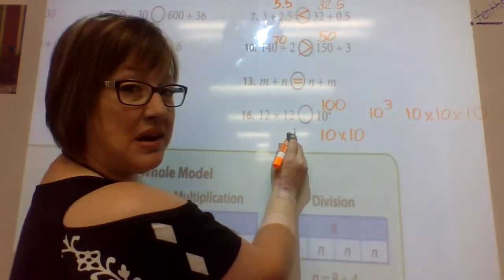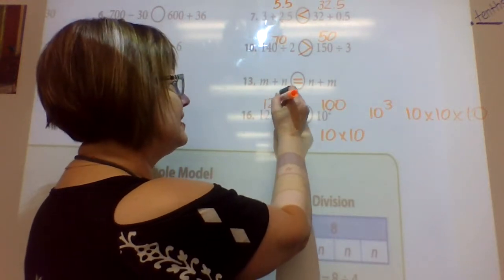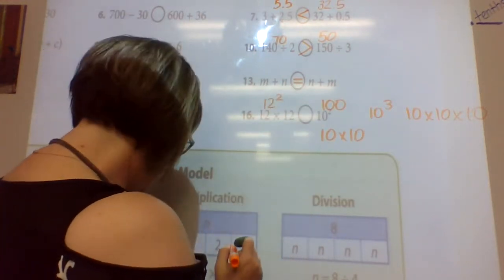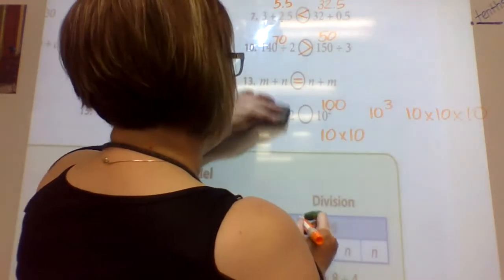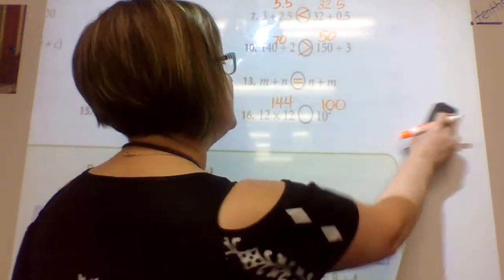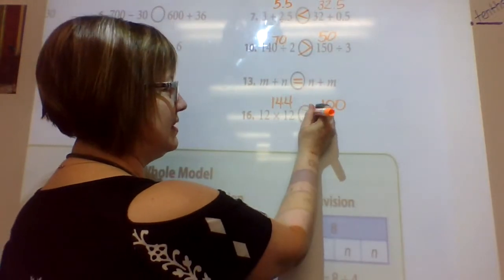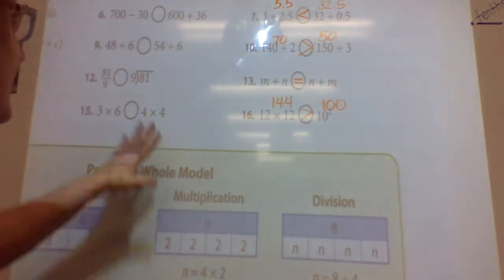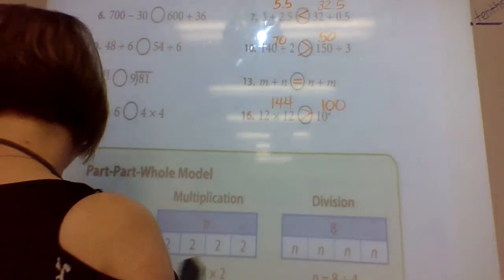And what's 12 times 12? This could be written like this too, 12 to the second power, because it's 12 times 12, which equals 144. So which one of these is bigger? This one, okay? So you guys do that middle column. I know you can do it.